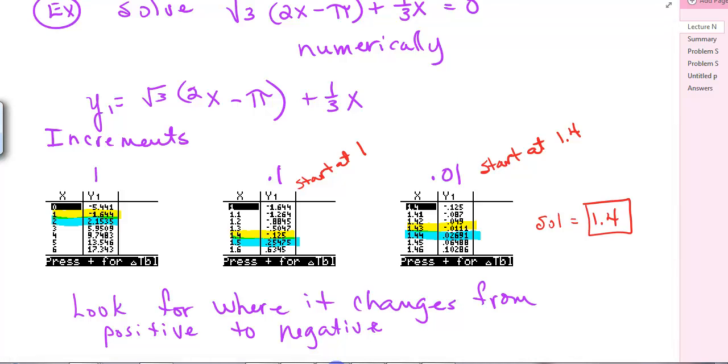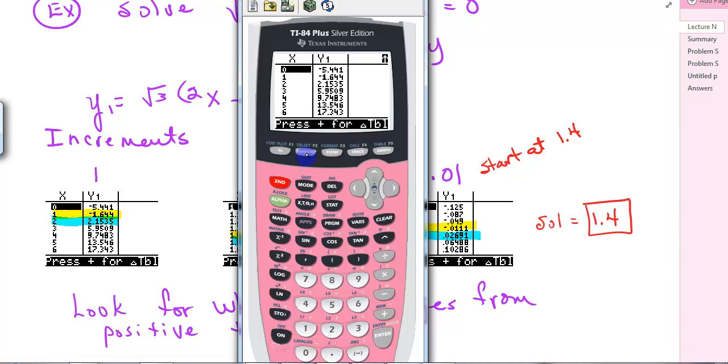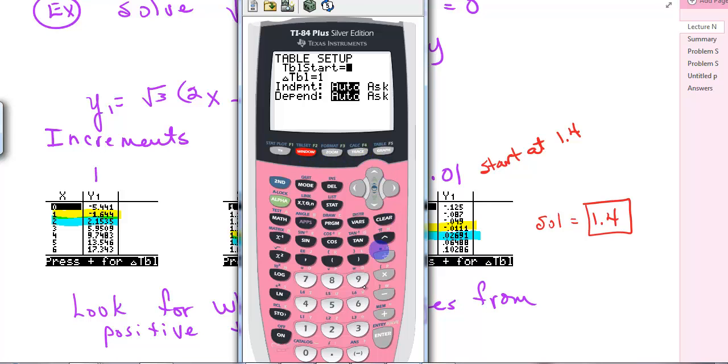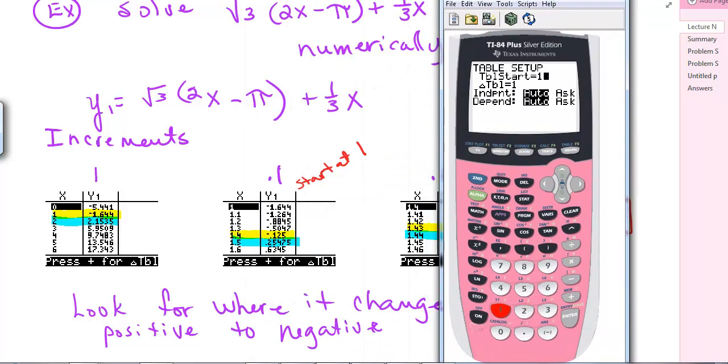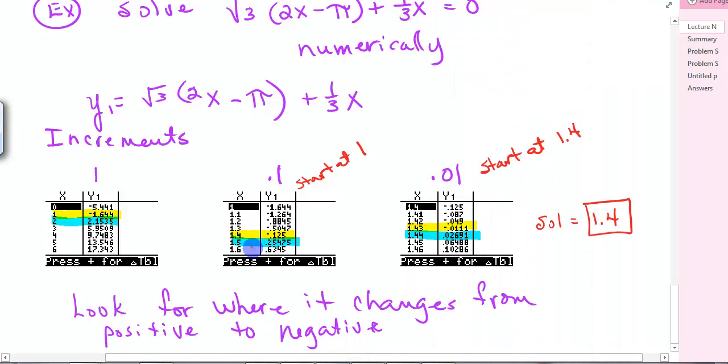So when I go back in to my table and go to second table set, now I'm going to start at 1, and I'm going to go in increments, because I know I'm between 1 and 2. I'm going to do increments of 0.1. All right, so second, and I want to get a second table. All right, so now I am looking for, and you can see it right here, there's negative, there's positive. So now I know I'm between 1.4 and 1.5.